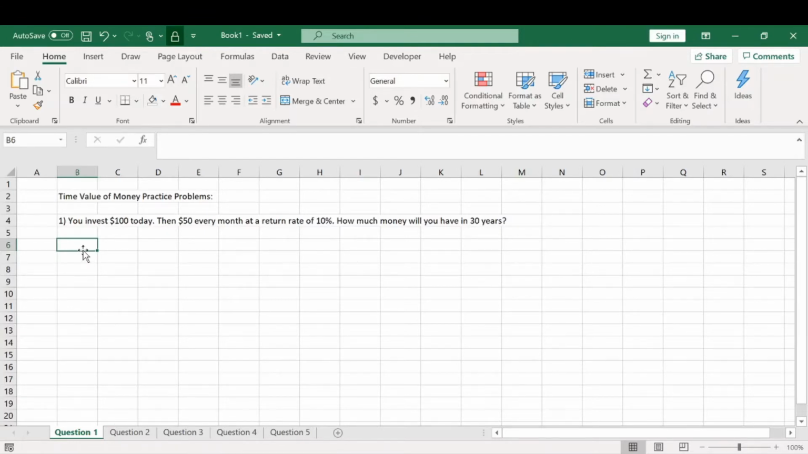So one thing to note while we go through these five questions: there are five different terms that you need to know for time value of money: present value, future value, the rate of return, the PMT or the payment, and the Nper or number of periods. So there are five possible terms in each problem. You need at least three of those defined in order to solve a time value of money problem.